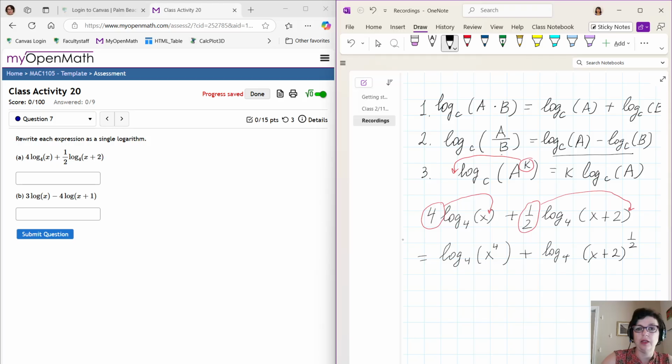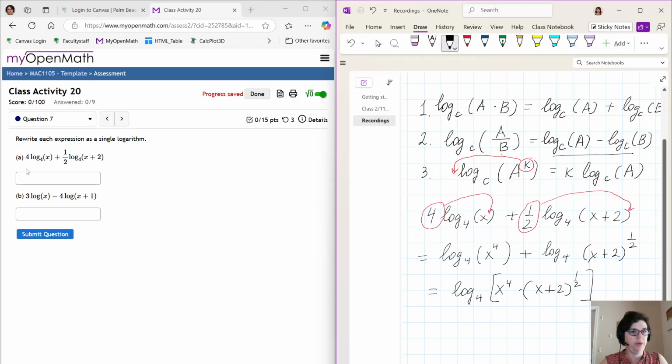All right, and then we're going to use property number 1 again in reverse. So the plus sign, and we have a sum of two logs, can be converted to just a single log over product of the arguments. So we have log with base 4, and then it's going to be x to the 4th multiplied by x plus 2 to the power 1/2. And all of this is going to be the argument.